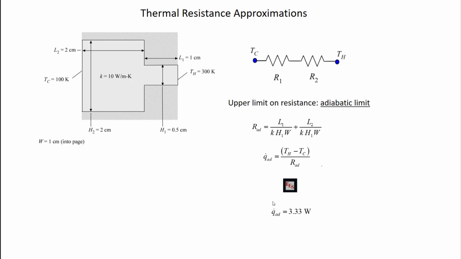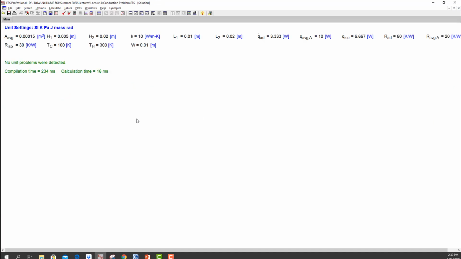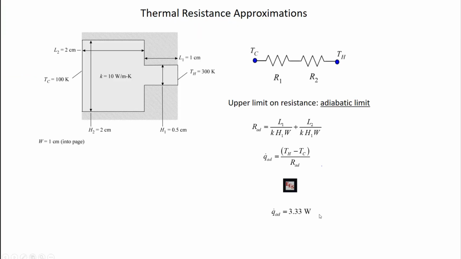And if I do that in the same EES code, let's see, that's what I did here, then my Q dot should be quite a bit larger, right? So this resistance is going to be quite a bit smaller. In the other case, this resistance is a lot larger, so the Q dot is going to be smaller, and it's 3.3 watts, right? So I've bounded my results. It's got to be somewhere between 3.3 and 6.6 watts.